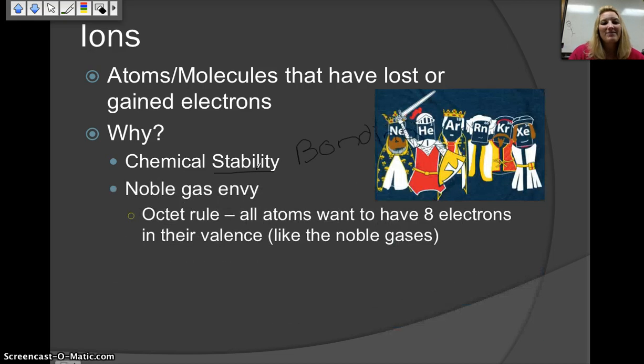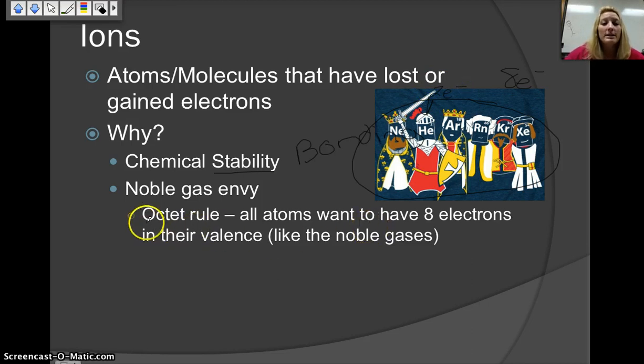But the real reason is they have a little bit of noble gas envy. Remember, the noble gases are the kings of the periodic table. They are the cool kids on the chart. Everybody wants to be a noble gas. And noble gases have 8 electrons in their valence, or an octet, except for helium, because remember, he's a little guy, he has 2 electrons.